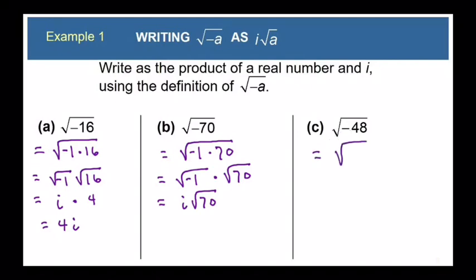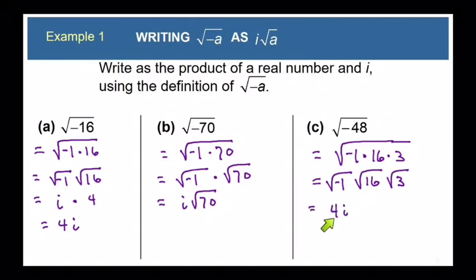Here we have the square root of -48. The -48 separates into -1 times 48, and the 48 separates into 16 times 3. Now the square root of -1 is i, and the square root of 16 is 4, and the square root of 3 won't reduce, so that just has to stay under the radical.